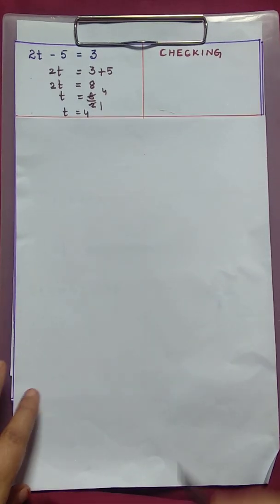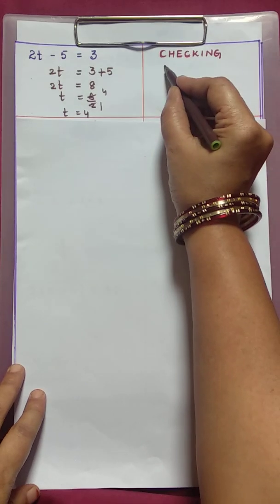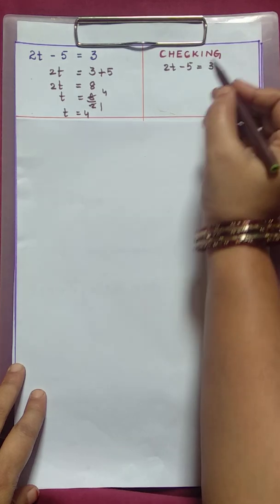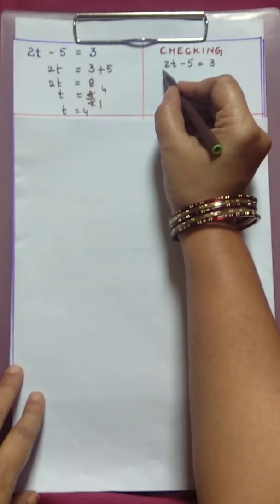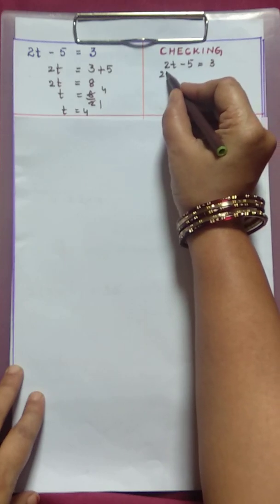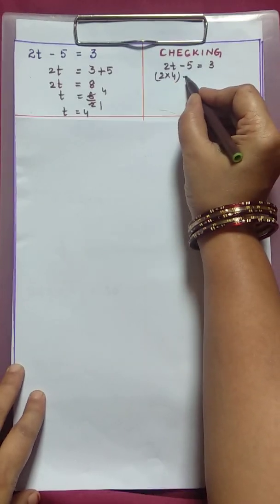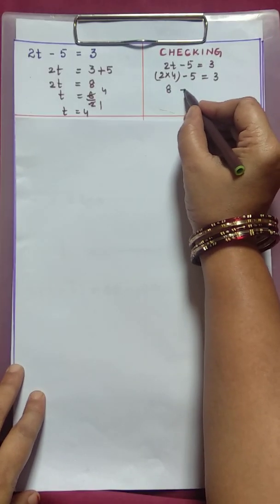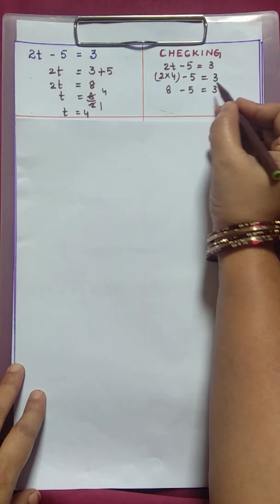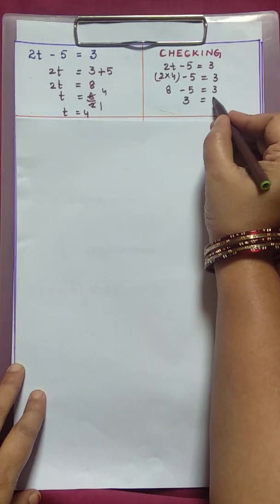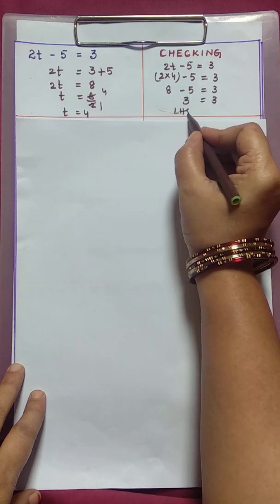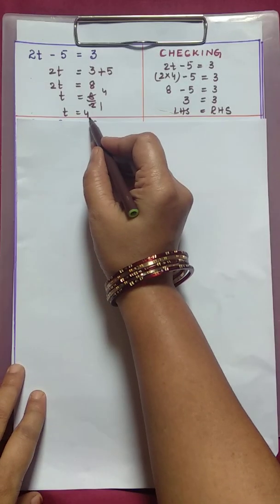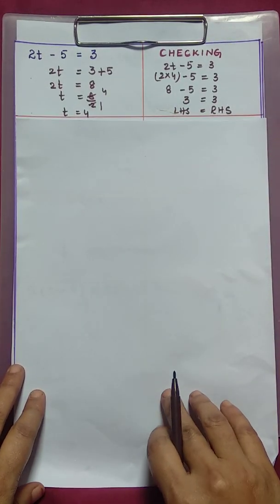Now let us check our result. 2t minus 5 is equal to 3. Now substitute 4 in place of t. 2t means 2 into t. So 2 into 4 minus 5, which is equal to 3. 2 fours are 8. 8 minus 5, 3. 3 equal to 3. So LHS is equal to RHS. LHS and RHS are equal means the value 4 satisfies the equation. So our answer is right.